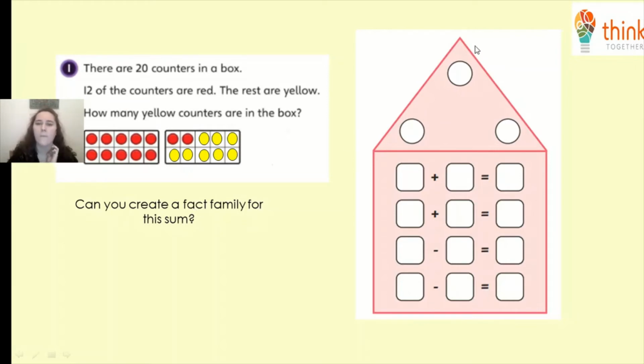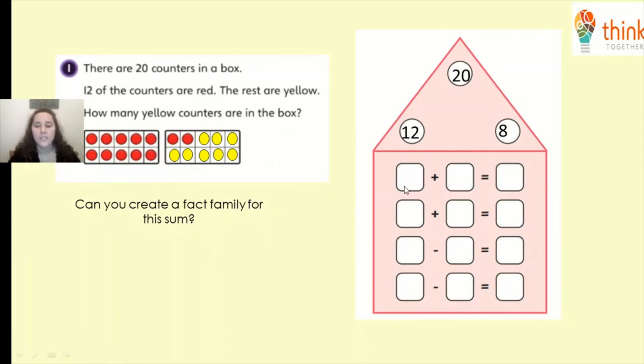So let's start by filling up the roof of our fact family, which is just like a part-whole model. We can use the information we've already got. We know there were 12 red counters, so 12 is going to be my first part. Then there were 8 yellow counters, so that's going to be my next part. Do you remember how many there were in total with 2 tens frames filled up? That's right, there are 20, which is going to be my whole.